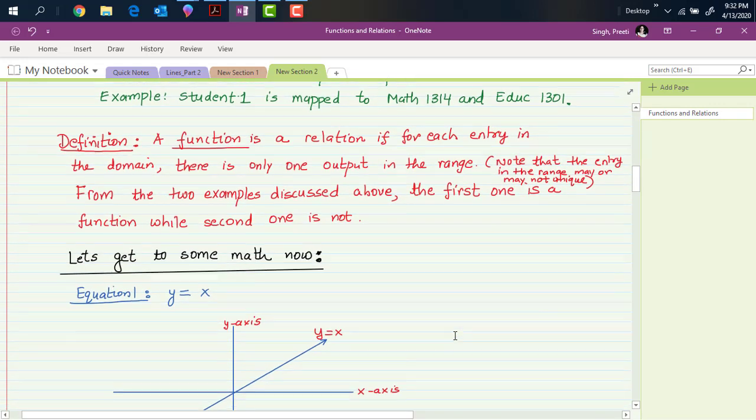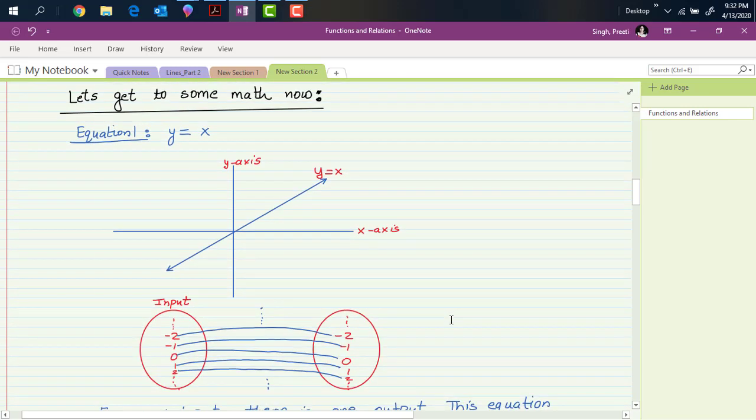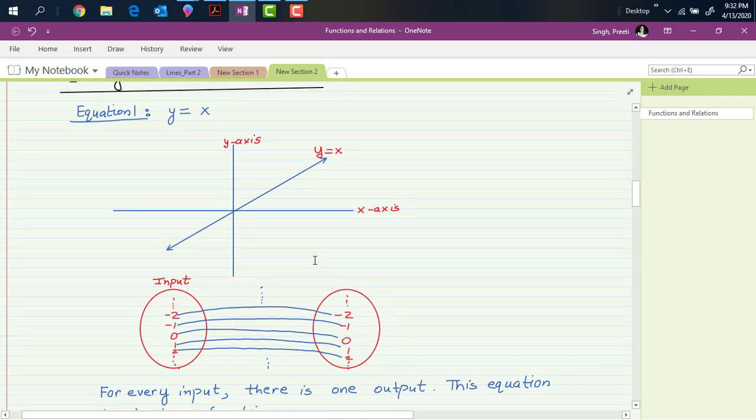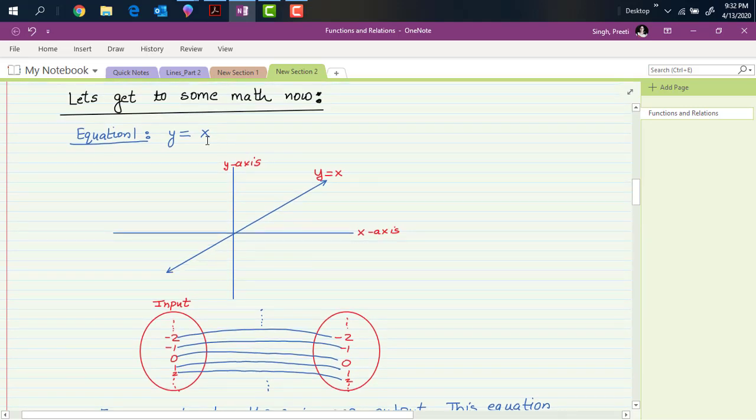Now let's get to some math. The first one is my line y equals x. That's a line which passes through the origin. And if you look at it, for each input, y equals x means x's are usually my inputs. So x is usually your input and y is always your output. Okay, so x is your domain and y is the range.